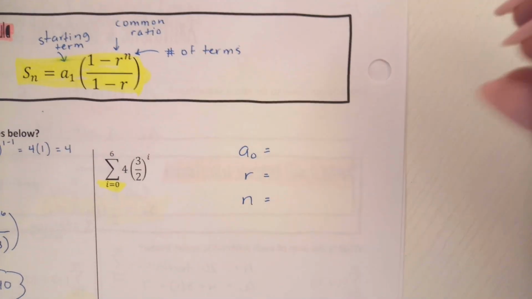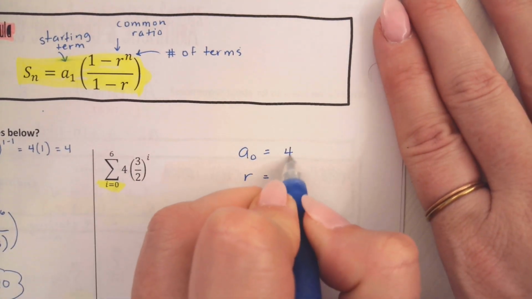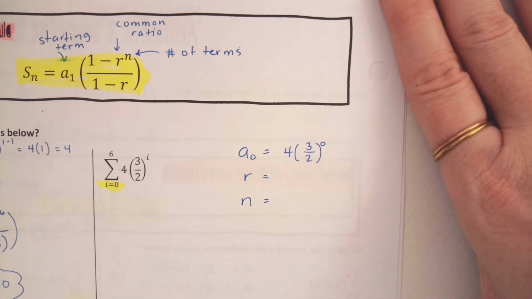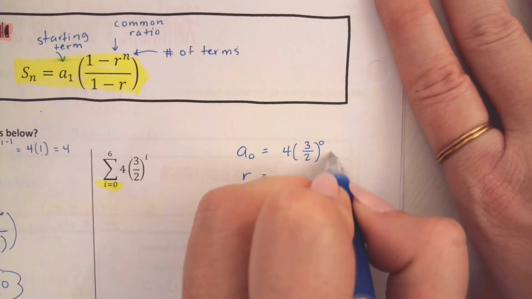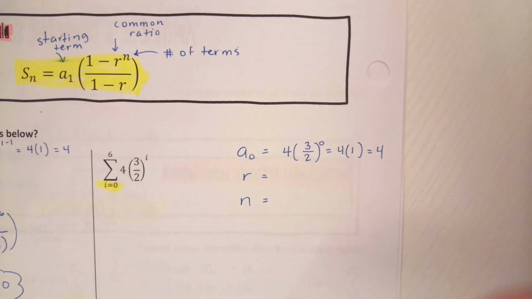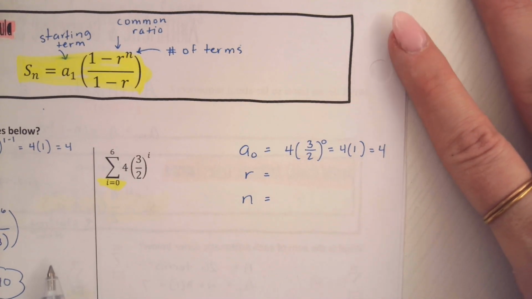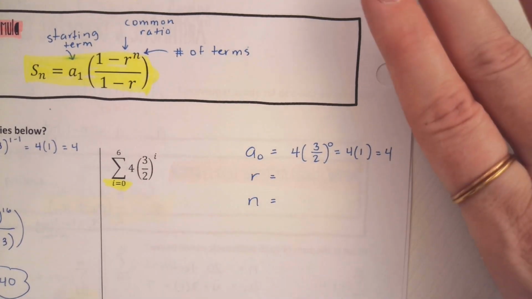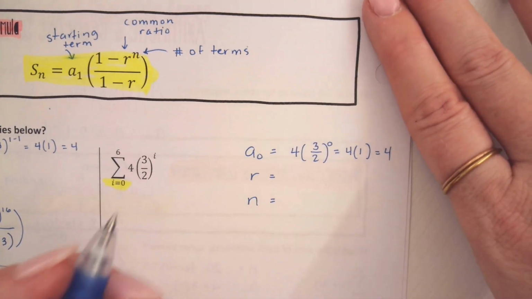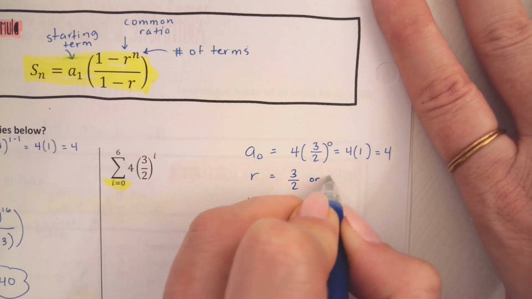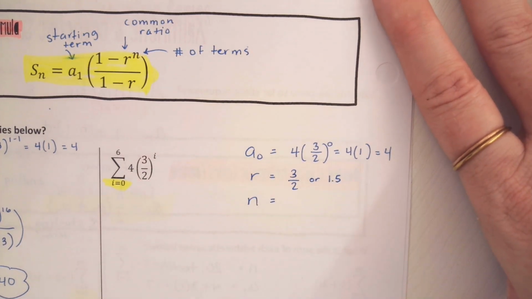To find A0, you can just plug in 0. 4 times 3 halves to the 0. Anything to the 0 is 1, so this would just be 4 times 1, which again is 4. Are they always going to be 4? No, just a fluke. My common ratio should be the base of my exponents. What's my common ratio on this one? 3 over 2, or if you want to write it as a decimal, it would be 1.5. However you prefer to type it.